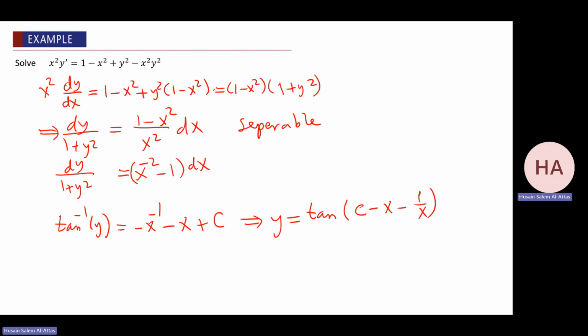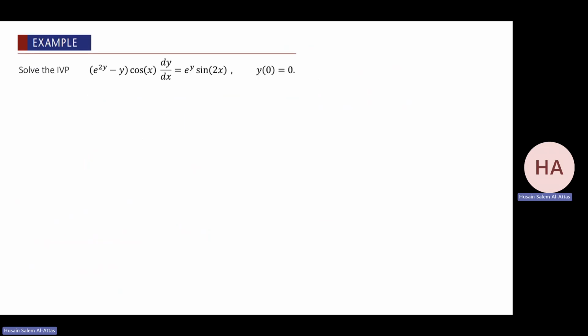Minus 1 or 1 over x will be the same idea. I think it's very clear. Okay, this one also has an initial condition, so I can find the constant. We call this an initial value problem.